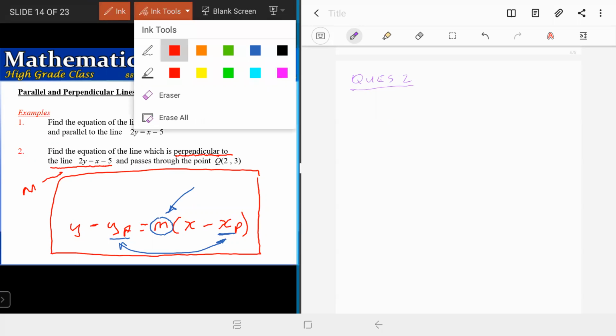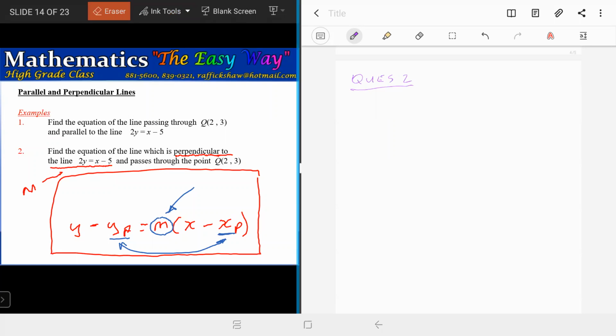All right? So let's go and do it now. Pay attention. I'm going to go step by step. Don't wait till I finish and then tell me you don't understand. Any step you don't understand, you tell me. All right? Let's go. It's very similar to the other one. The only difference is that you're working with a perpendicular line. That's the only difference.